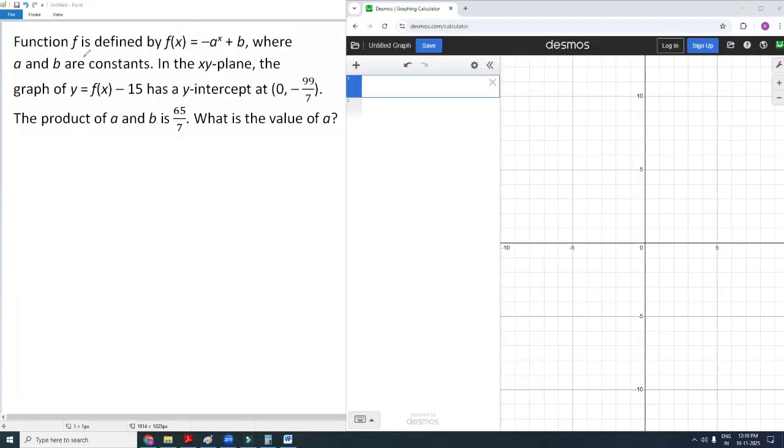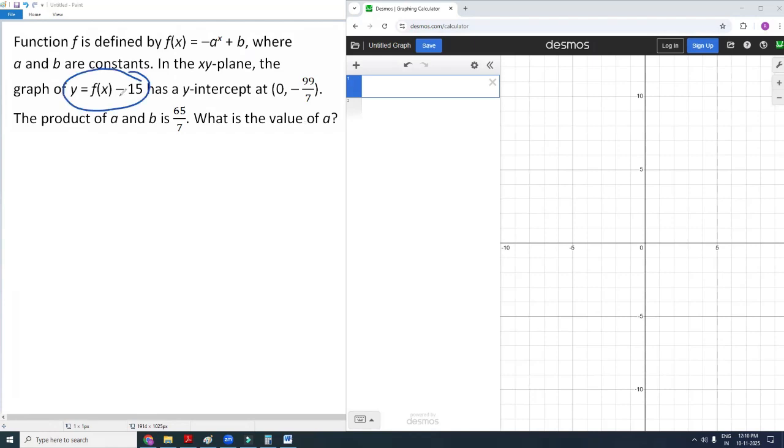Okay, let's go to the question. Function f is defined by f of x equals negative a to the x to the power positive b, where a and b are constants. In the xy-plane, the graph of y equals f of x minus 15 has a y-intercept at (0, -99/7). The product of a and b is 65/7. What is the value of a?